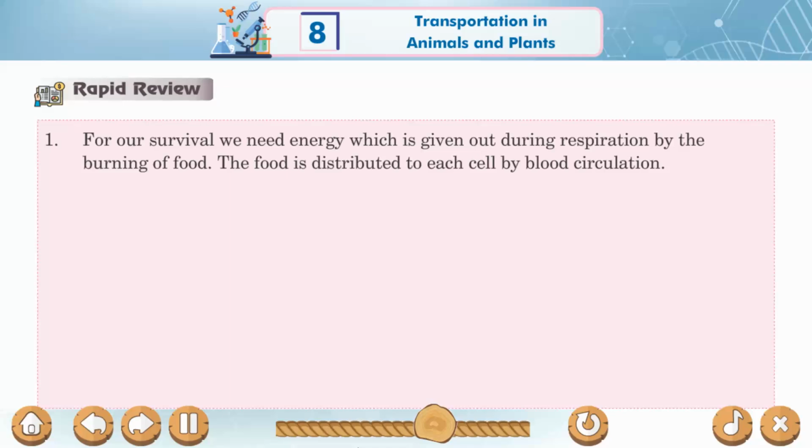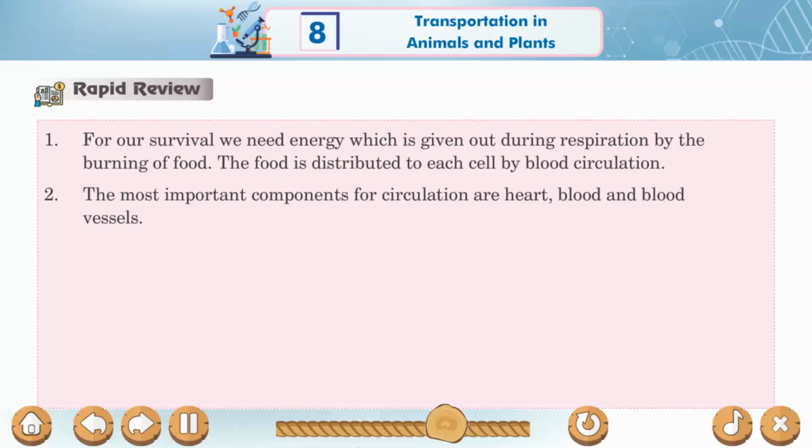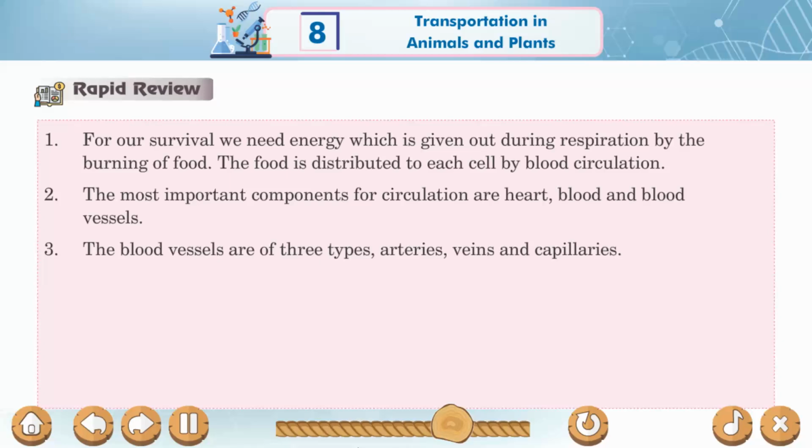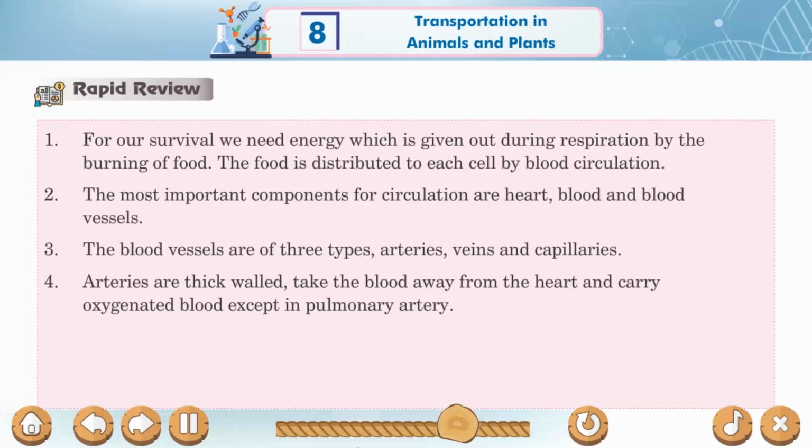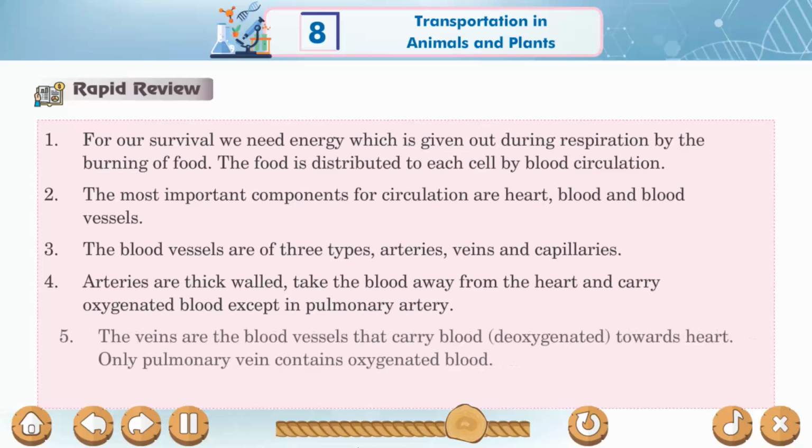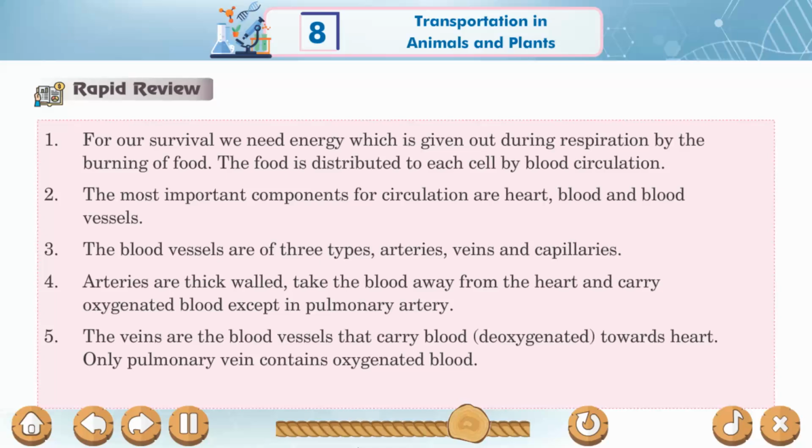Rapid review. 1. For our survival, we need energy which is given out during respiration by the burning of food. The food is distributed to each cell by blood circulation. 2. The most important components for circulation are heart, blood, and blood vessels. 3. The blood vessels are of three types: arteries, veins, and capillaries. 4. Arteries are thick-walled, take the blood away from the heart, and carry oxygenated blood except in pulmonary artery. 5. The veins are the blood vessels that carry blood which is deoxygenated towards heart. Only pulmonary vein contains oxygenated blood.